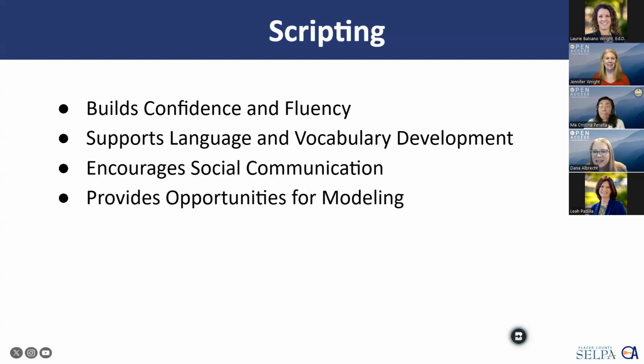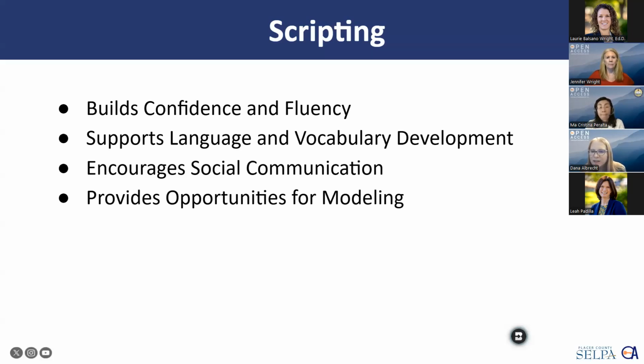Or maybe it's running an office errand and having a script that we are using to not only greet, but then to request and then to say a farewell. So all of these ways help us to build that language into our daily routine in a very successful, low pressure kind of way where it's already laid out for us and we just have to keep moving forward through that script.